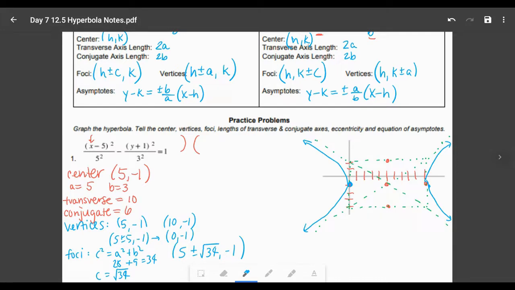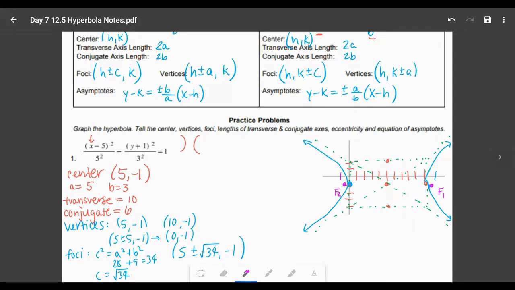So I'm going to go from 5, negative 1 to a little more than 5, but not quite 6 units away. All right, so I'm going to start at 5, negative 1, and I'm going to go between 5 and 6 units away from the center. There's my first focal point. And then I'm going to also go between 5 and 6 units away towards the left side, and that's my second focal point.